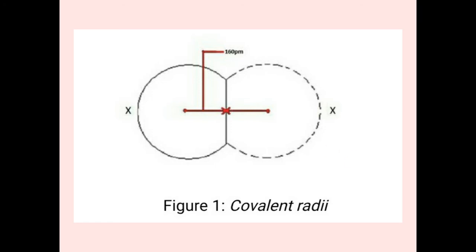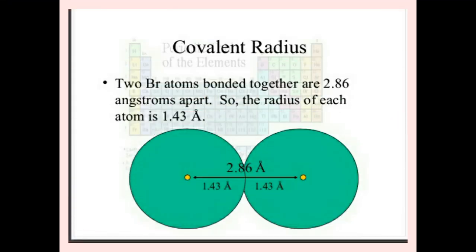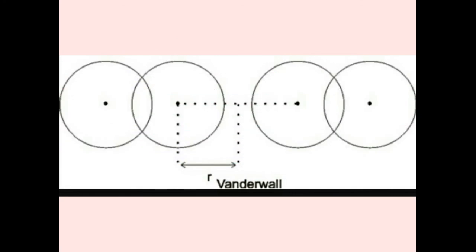Clear? Now suppose we have any atom which forms covalent bonds, like a bromine molecule where there are two bromine atoms bonded together. We will take their internuclear distance, like on the screen you can see it is 2.86 Angstrom. The unit can be Angstrom also, the unit can be picometers also, it depends. Then we will divide it by 2, that is 1.43 Angstrom. So the radius of one atom of bromine will become 1.43 Angstrom. In this way we can measure the radius of the atoms which form covalent bonds.